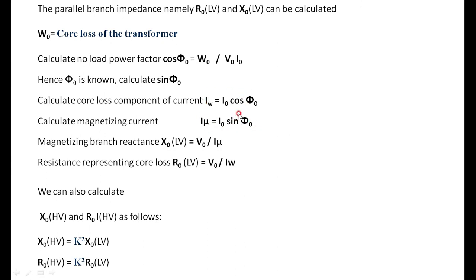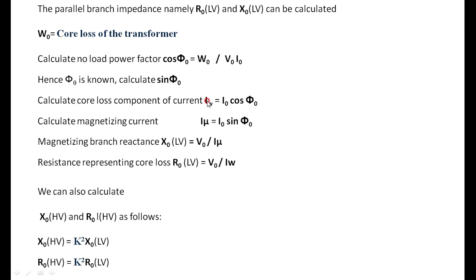Already we have seen, under no load condition, this is a working component, this is a magnetizing component. You have already calculated the cos phi naught and sin phi naught in these two steps, and I naught you have measured under the no load test. We know the value of I naught, cos phi naught, I naught and sin phi naught. Calculate IW and I mu.